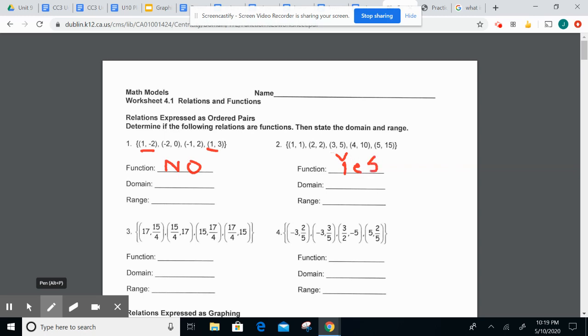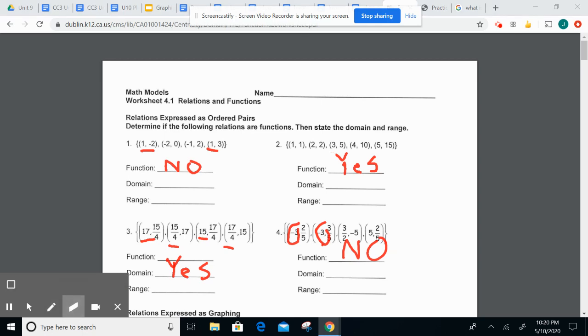Just take a look at the next one very quickly. 17, we get 15/4. Put in a 15/4, you get 17. So 17, 15/4, 15, 17/4. The answer is yes. This is a function. What about this one? When we put in a -3, we get a 2/5. But here, when we put in a -3, we get a different thing. It's 3/5. It is different. Those are different numbers. So the answer is no. So that's pretty much it with that, for if you have points.